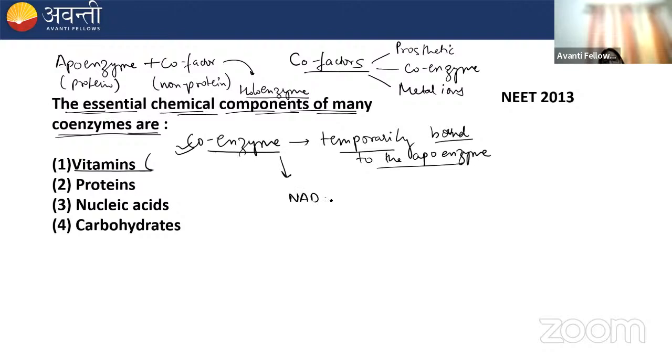NAD and NADP. They contain a vitamin. I told you, and that vitamin is niacin. So the essential chemical component of many coenzymes is a vitamin. So option 1 is the correct answer for this question. It is not protein, not nucleoside, and not carbohydrate. I hope this is clear now.